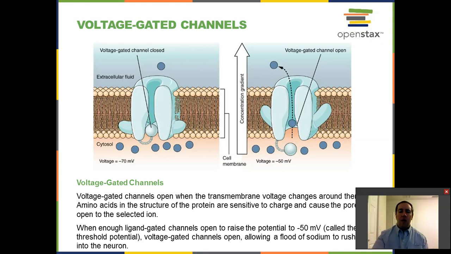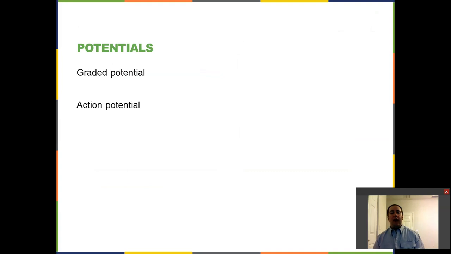That is called a change in potential, and we have two types. We have a graded potential, and we have an action potential. A graded potential is that small change, going from the negative 70 to the negative 50. It's small. It can be gradual.